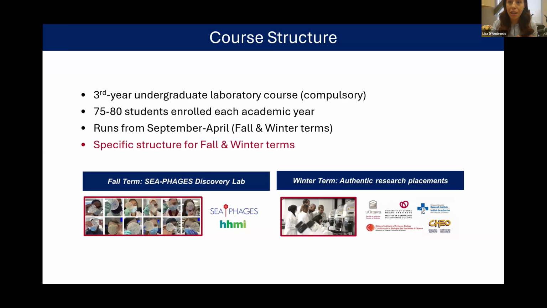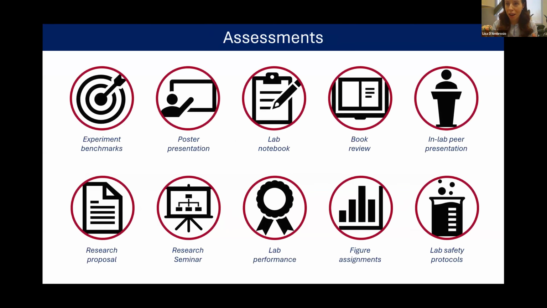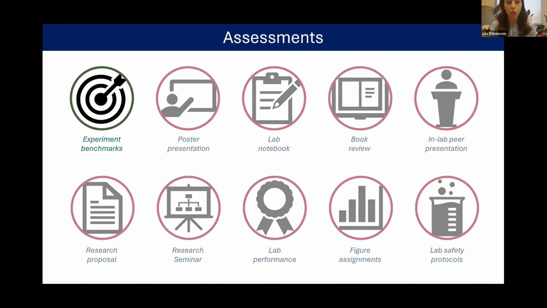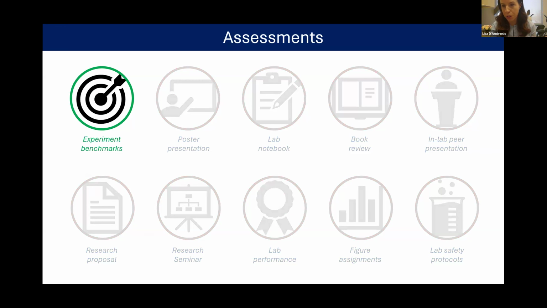And so with that, we have a variety of assessments that we use for this course. I've just presented them here on the screen. I'm sure many of these are familiar to you who are doing bio-related labs. But for today's talk, I'm really just going to focus on one of these assessments, which is the experiment benchmarks. And we use these experiment benchmarks specifically in the fall term with our CPhages Discovery Lab model.